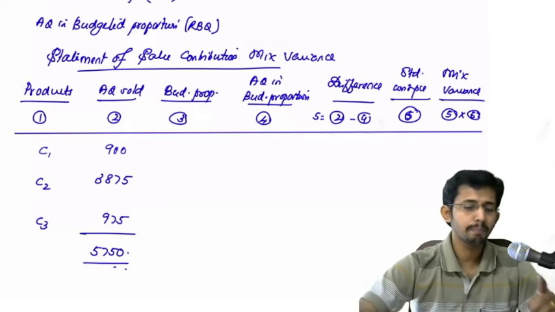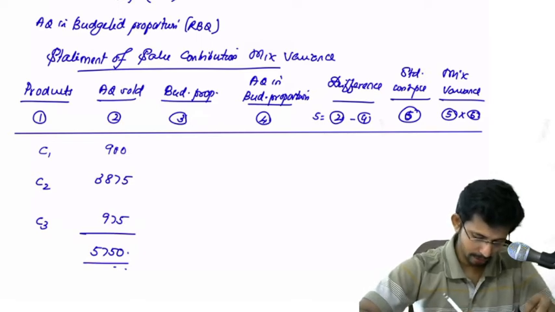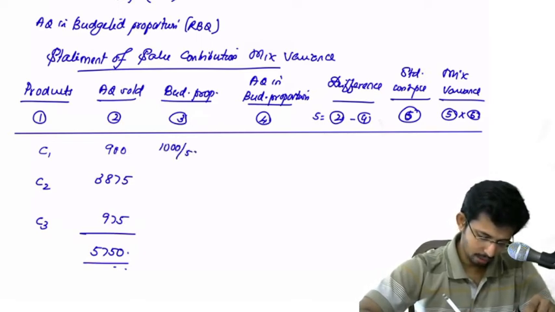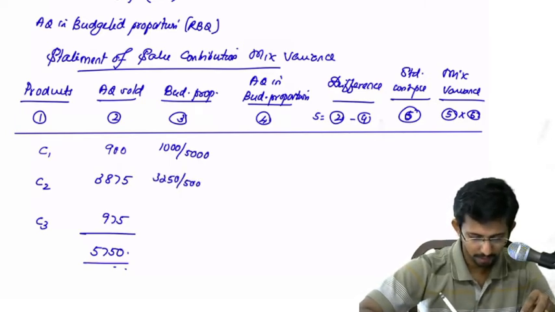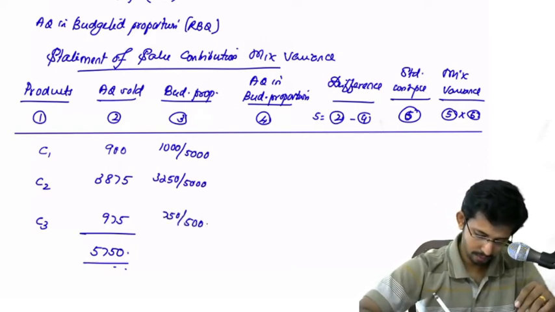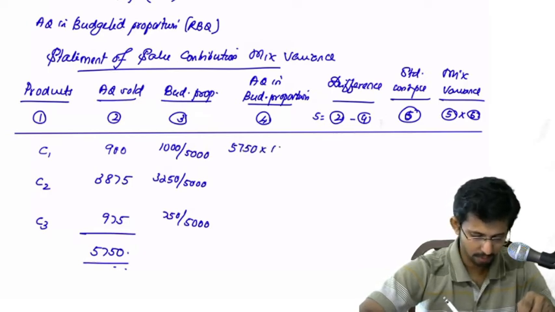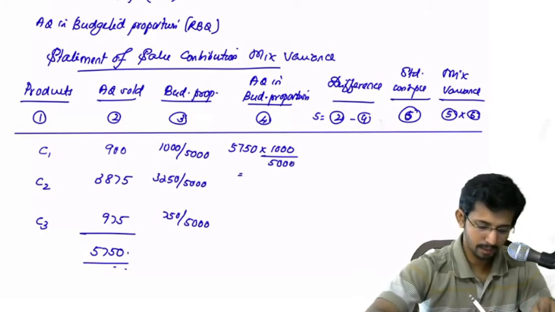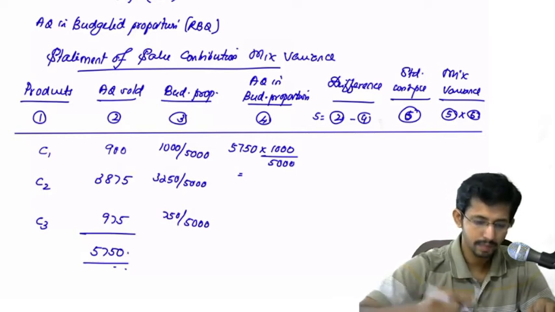Budgeted proportion is the proportion as per the budget. Okay, so as per the budget it was 1000 out of 5000, then 3250 out of 5000, then 750 out of 5000. Now AQ in budgeted proportion, that is 5750 into 1000 divided by 5000. It is 1150.